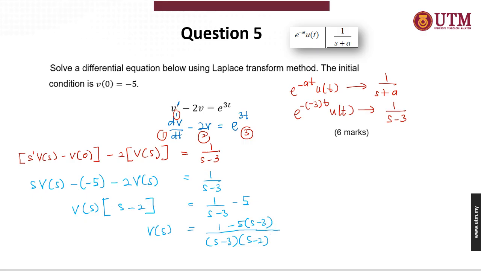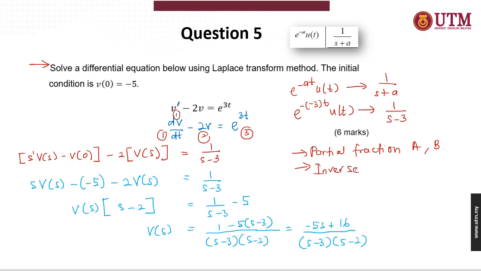Okay, so you can simplify the equation. So this is equal to minus 5s plus 16 divided by s minus 3, s minus 2. So when the question asks you to solve, meaning that you need to get until the inverse Laplace transform, the equation in t domain. So you need to perform partial fraction expansion as the other example that we have discussed earlier, to get what is a, b, and other parameters. And next you need to perform inverse Laplace transform. Then you get the equation in t. So you will get vt in this case.